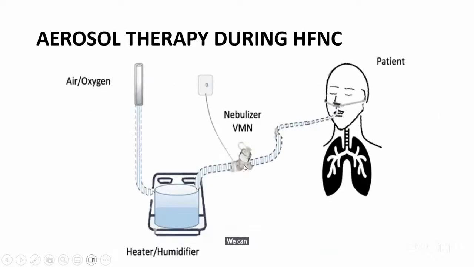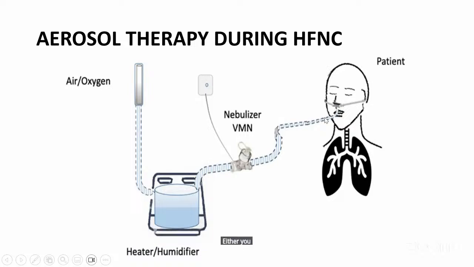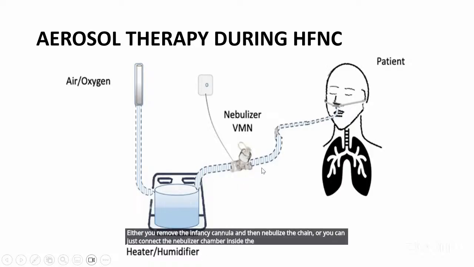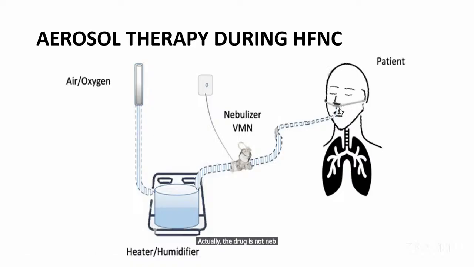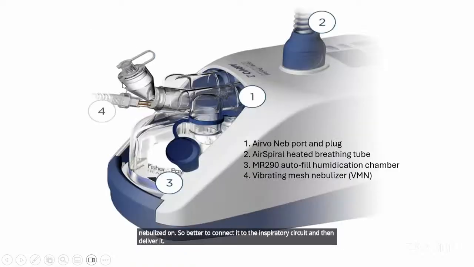We can also give nebulization support during HFNC, but actually we should not be giving nebulizer by the mask or the jet nebulizer while the child is on HFNC. Either you remove the HFNC cannula and then nebulize the child, or you can connect the nebulizer chamber inside the circuit of the HFNC and then nebulize. Because of the high flow provided by the HFNC, the drug is not going inside if your HFNC cannula is on. So better to connect it to the inspiratory circuit and then deliver it. This is the way it is connected.